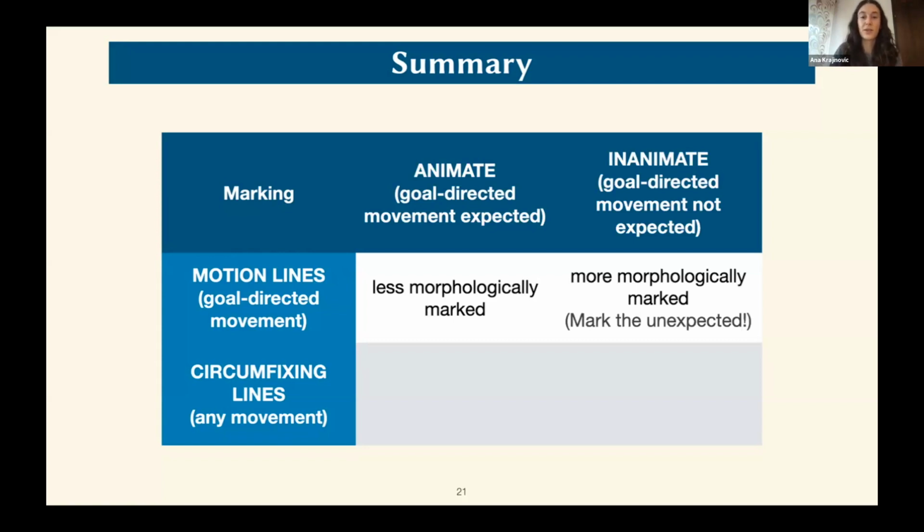So marking that additionally. And when it comes to circumfixing lines, they're compatible with both goal-directed and non-goal-directed movement, and therefore are compatible at an equal level with animate and inanimate motion. And we see no differences because of that.